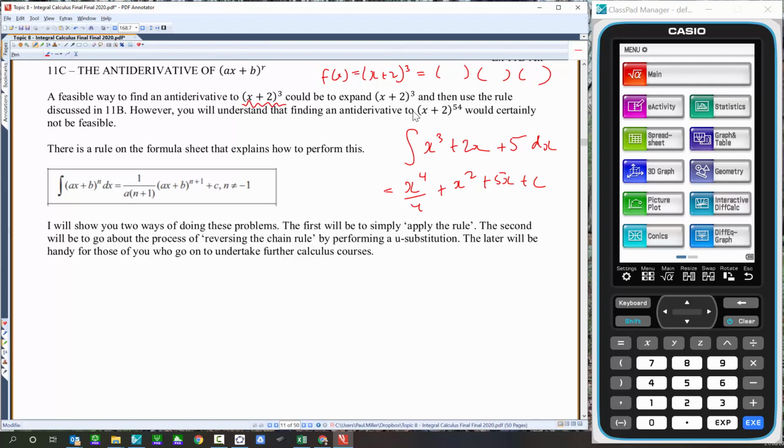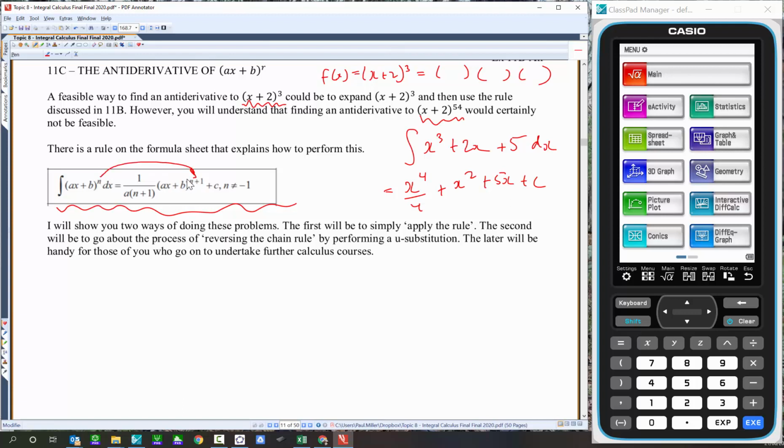And what if it was power 4? What if it was power 10? What if it was power 54? No way I'm going to expand it into single terms and use this technique. So conveniently, there's a rule that explains how to do this move here, and it's on your formula sheet. That's it there. And it's fairly easy to sort of see what it's telling you to do.